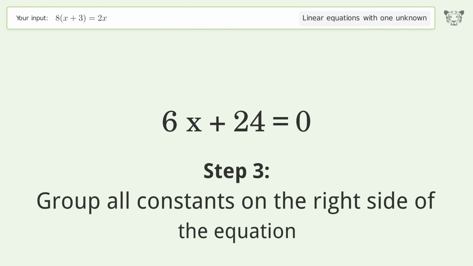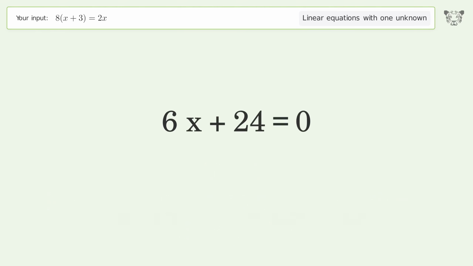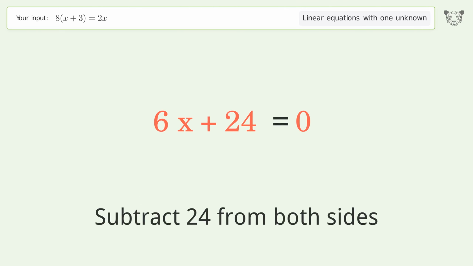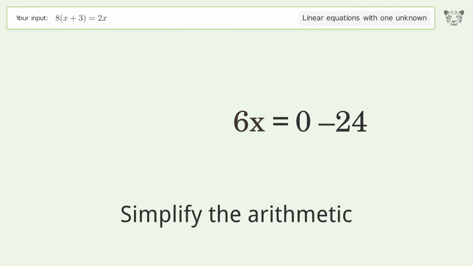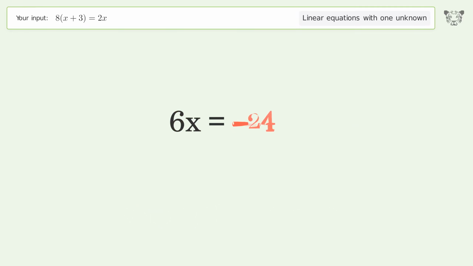Group all constants on the right side of the equation. Subtract 24 from both sides. Simplify the arithmetic. Isolate the x. Divide both sides by 6.